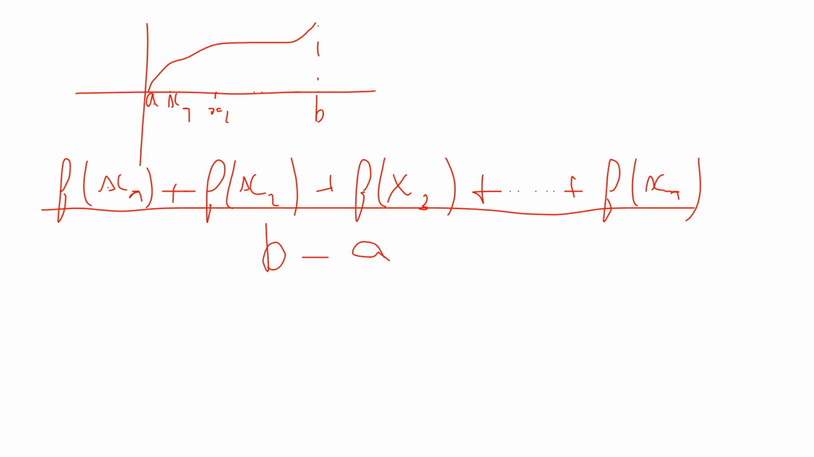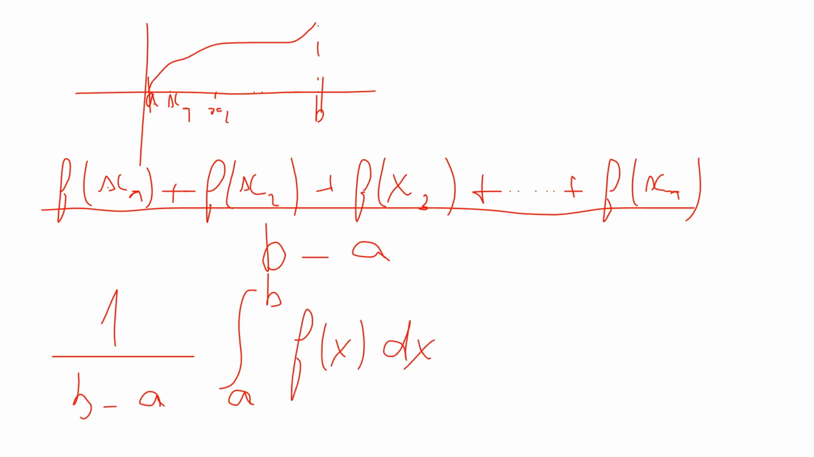It's like we want to find the average value of f on this interval [a, b]. And that average value is what we were given. It's just 1 over b minus a, the integral from a to b of f of x dx. So if you were ever asked to find the average value of function f, you just use the definite integral and then you divide by b minus a.